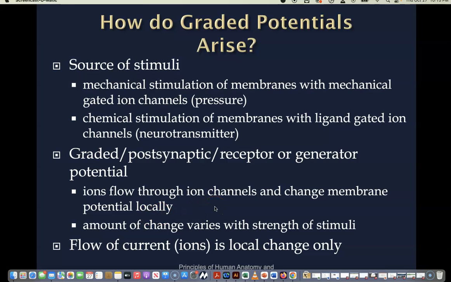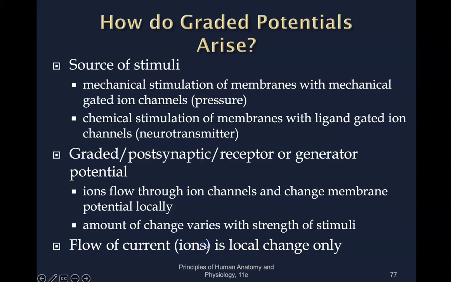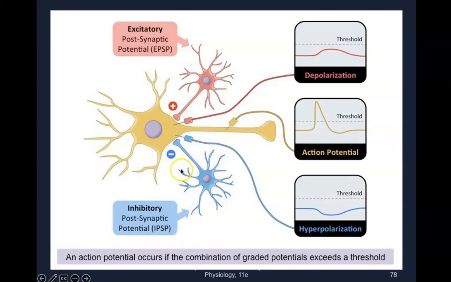But it's changing the membrane potential locally. So that's our graded potential. The amount of change is going to vary with the strength of the stimulus. So the more pressure you put in that area, the more stimulus you put in that area, the more of these channels are going to open. The amount of change varies with the strength of the stimulus, and again, this is local because it is graded. Let me get you to the next slide.